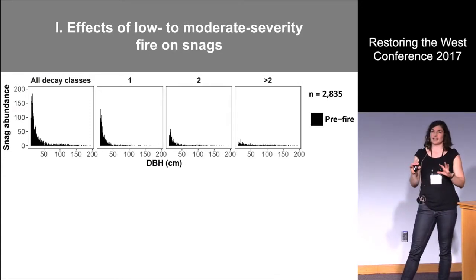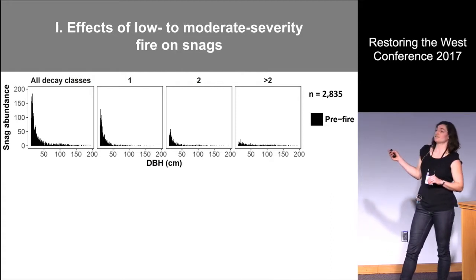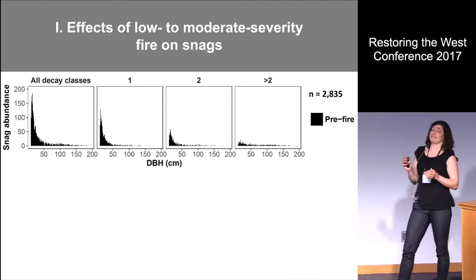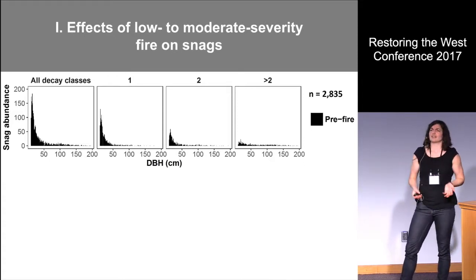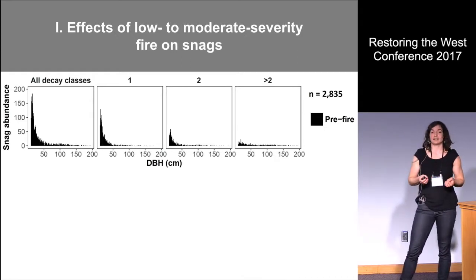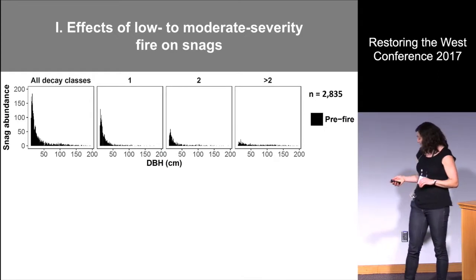Decay class 2, the snags mostly just had small branches left. And decay classes 3, 4, and 5 are combined here. And that represents snags that are losing large bark chunks, and in decay classes 4 and 5, the wood is also softer and more decayed.